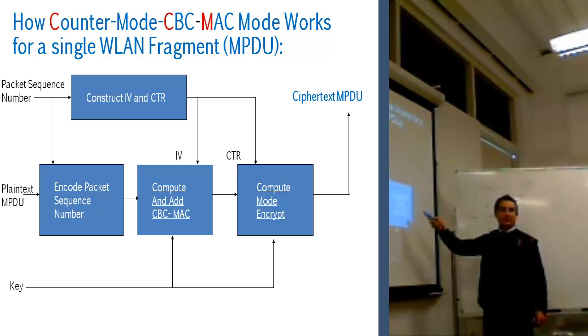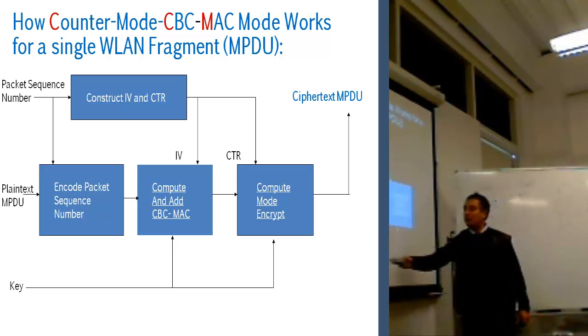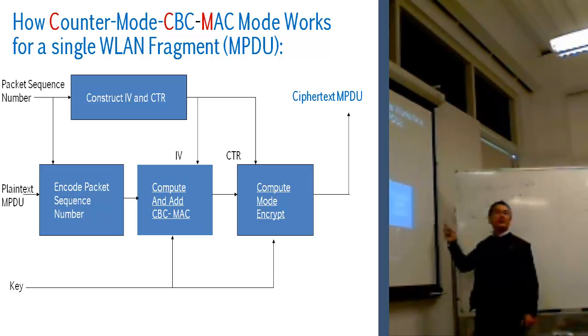Counter values are established, and then we're going to encrypt the MAC, the sequence number, and the plain text, all of them, in counter mode by using the same key that is used in the MAC, and the result is going to be your ciphertext.